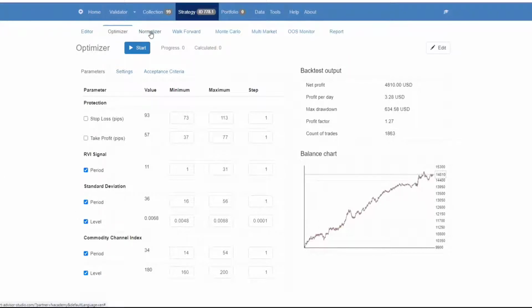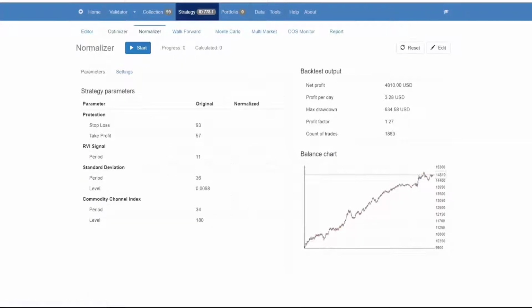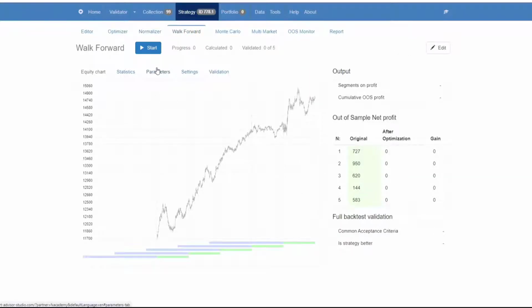Then we have the normalizer. The normalizer is a tool that ensures that our strategies are neat, and the tool's main task is to enhance our strategy's performance. The next is the walk forward. It is a tool that executes sequential optimization of our strategy, and it helps us to avoid over-optimized parameters when we create our expert advisors. The result is that we have a backtest that is good enough to ensure stability when we trade with real money.